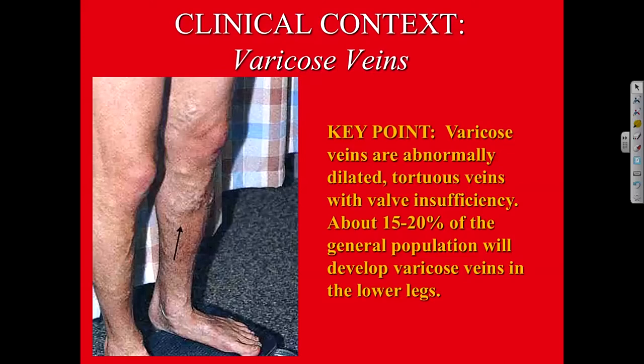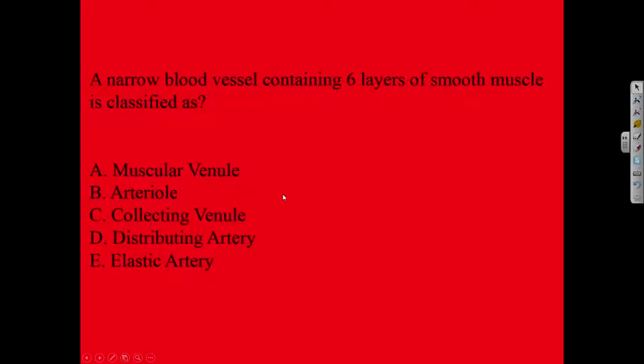Okay, varicose veins. So sometimes when people get older, the veins pop out on their legs, and that's because of valve insufficiency. The valves aren't working very well, so the blood can pop through the valves and go backwards, and so the blood accumulates. This is pretty treatable. Surgeons can remove those veins and help people with varicose veins. Okay, there you go. That's the cardiovascular system.